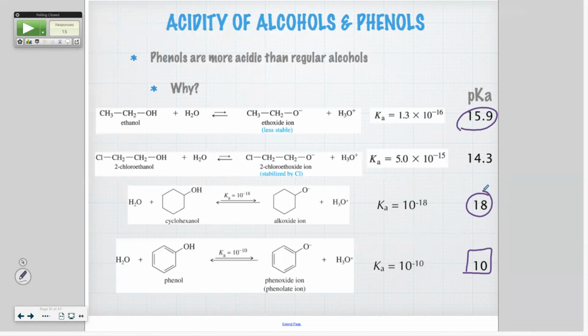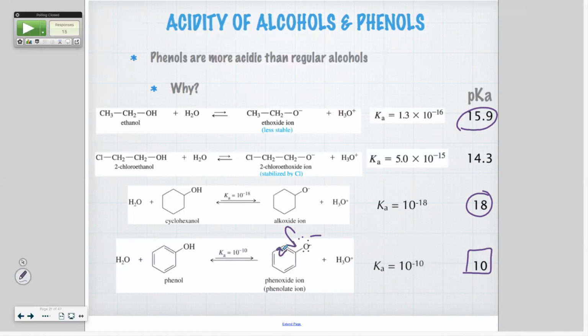And what can you tell me about this? All right, I tried to put 3 lone pairs on there. Okay, on the phenoxide anion, what can you do? Everybody see something? You can stabilize it by resonance with the ring. Okay, that is going to make a big difference.